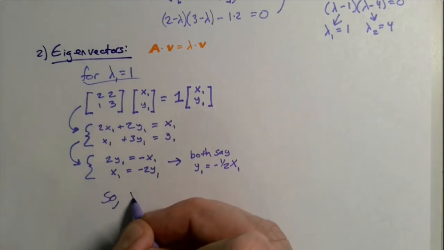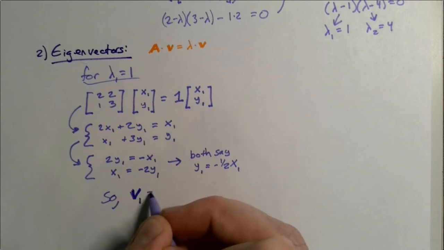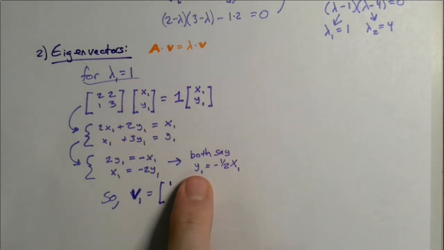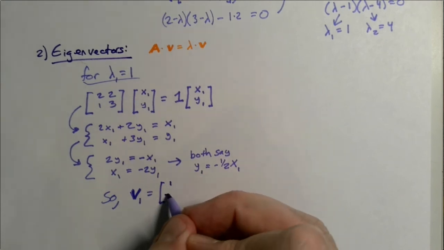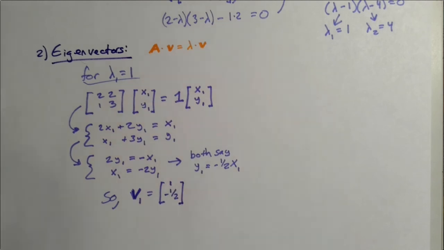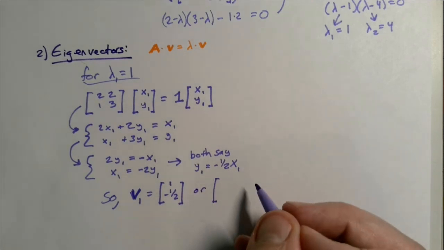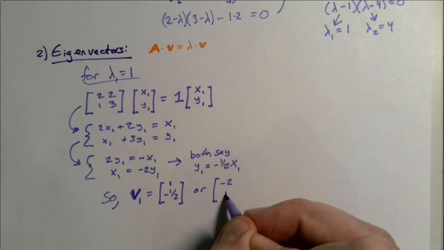So I can look at them and say, so that means eigenvector 1 must be equal to, whenever x is 1, y would turn out to be negative 1/2. And it turns out that that is a perfectly acceptable form for this as an eigenvector. But if you're not a big fan of fractions, you could instead say when y is equal to 1, then x would have to be equal to negative 2. This is equivalent to, another form of this eigenvector is negative 2, 1.